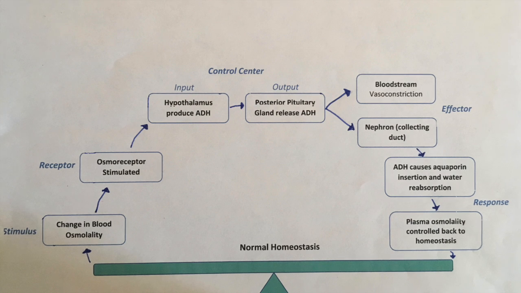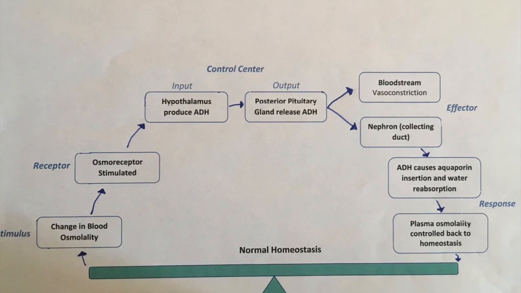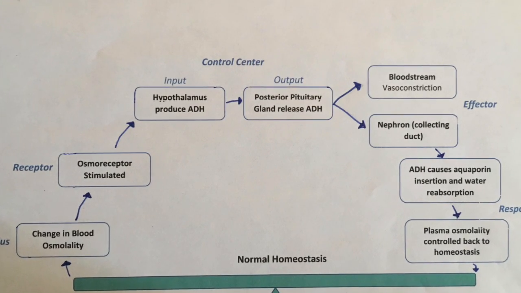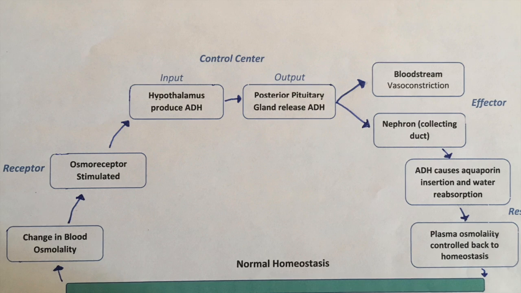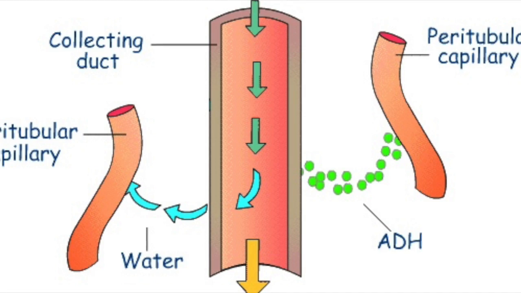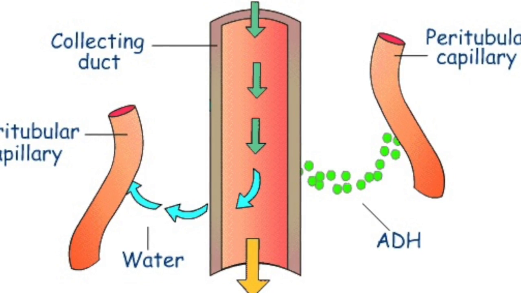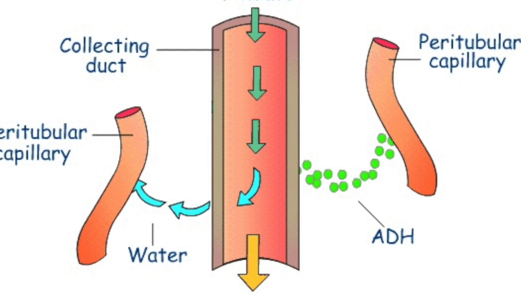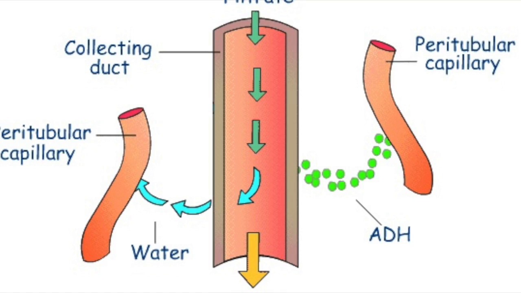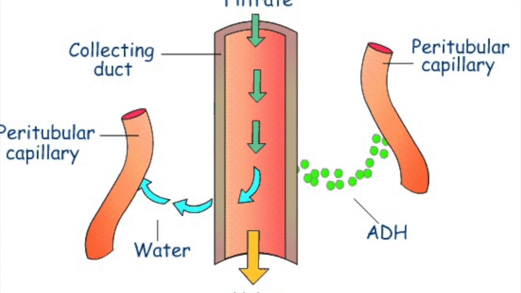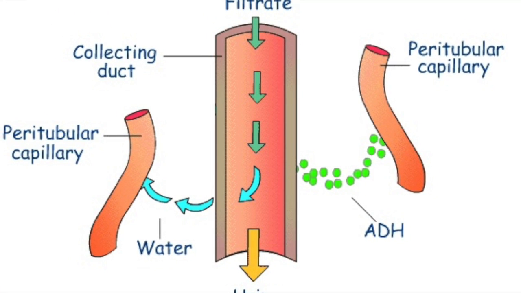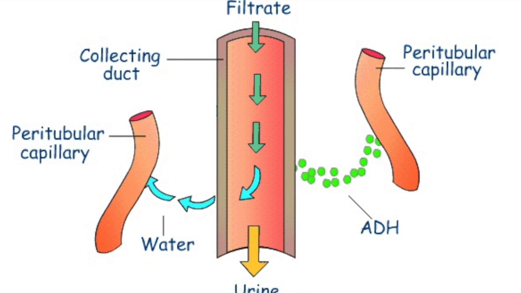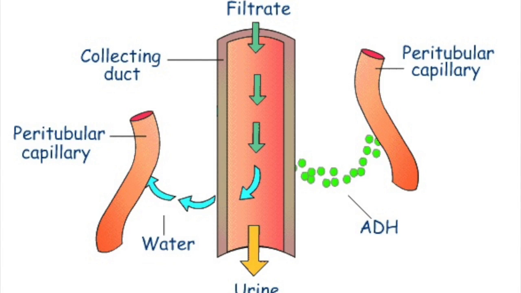Normally, when there is a change in blood osmolality, osmoreceptors in the hypothalamus are stimulated to produce ADH and deliver it to the posterior pituitary gland. The posterior pituitary gland then releases ADH to the bloodstream, causing vasoconstriction of the blood vessels, and ADH also goes to the nephrons to the collecting duct to stimulate aquaporin insertions for water reabsorption back to the bloodstream to bring the blood osmolality back to the homeostatic level.